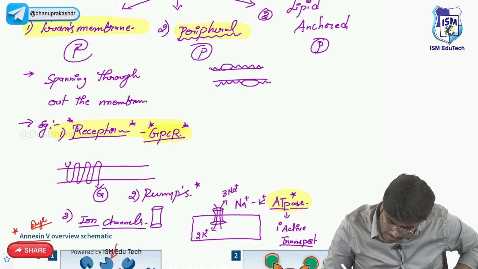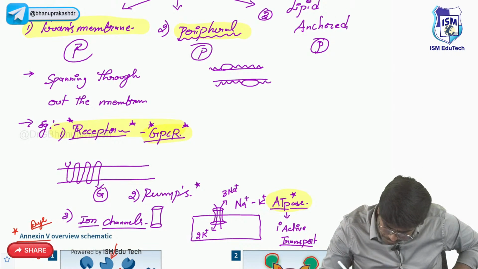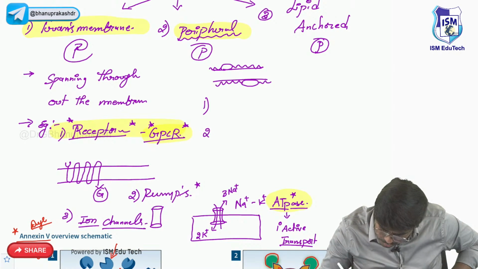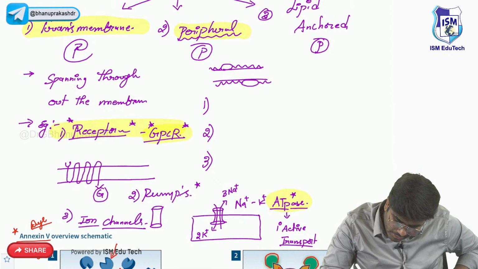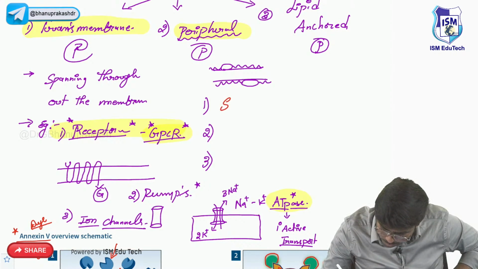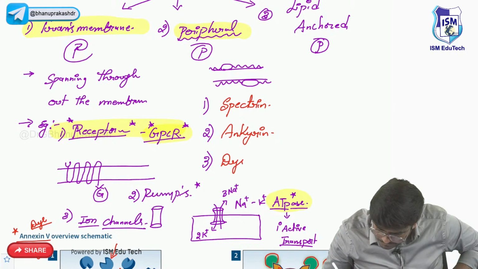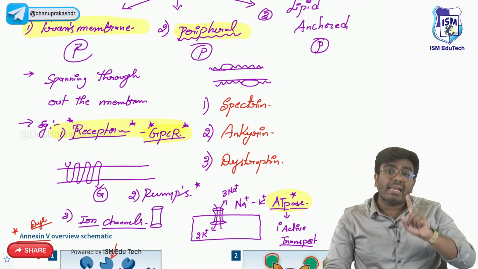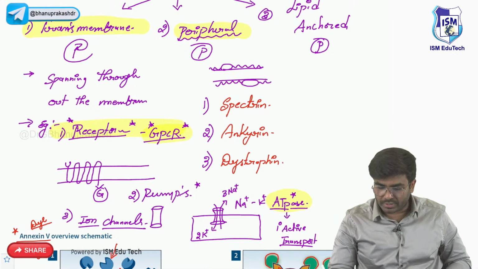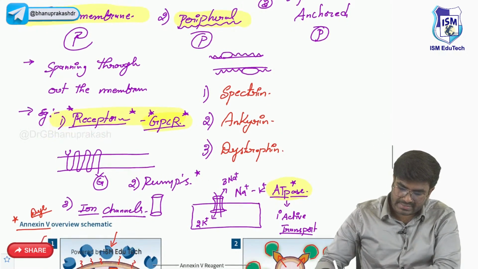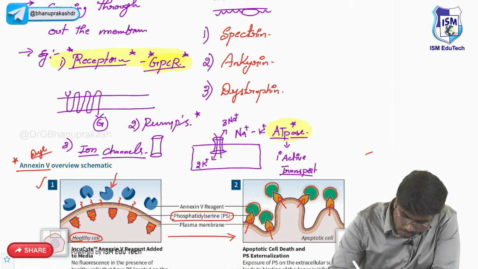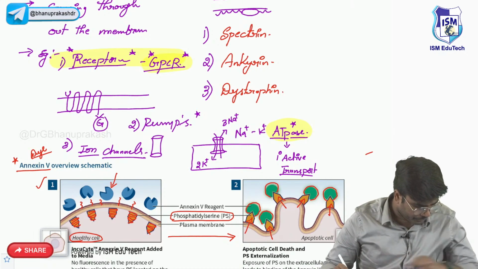Can you name me some important peripheral proteins which you know? Three important proteins which you should know for your exams, guys. Three important types of peripheral proteins are: first protein is spectrin, ankyrin, and dystrophin. Okay, spectrin, ankyrin, dystrophin, these are the peripheral proteins. Important points for the exam: first let's talk about the spectrin.